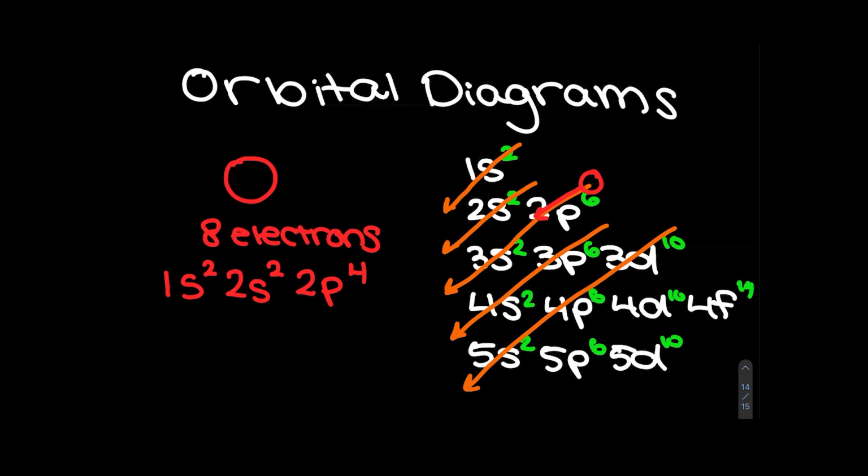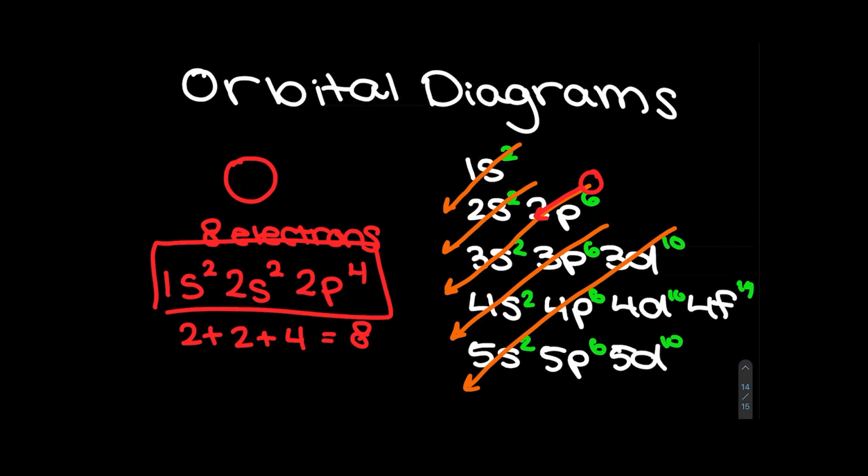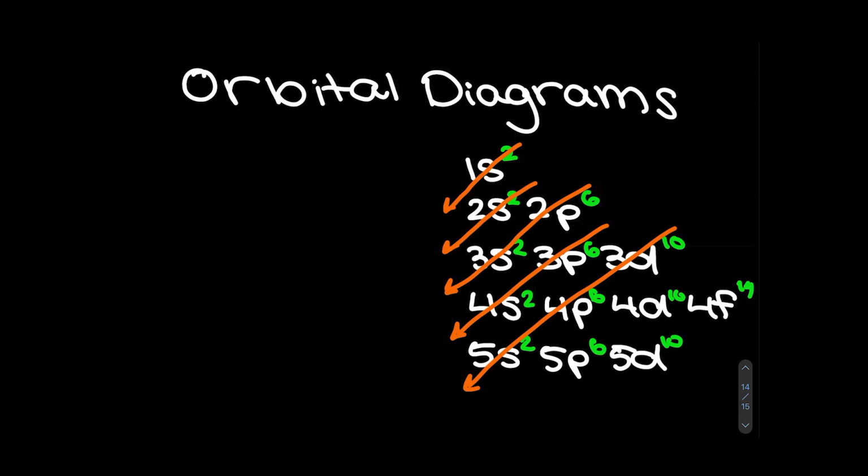So to verify our work, we're going to add these up. We get 8 electrons. So this is the complete orbital diagram for oxygen. And we're going to do another final example using the element phosphorus, which has 15 electrons.